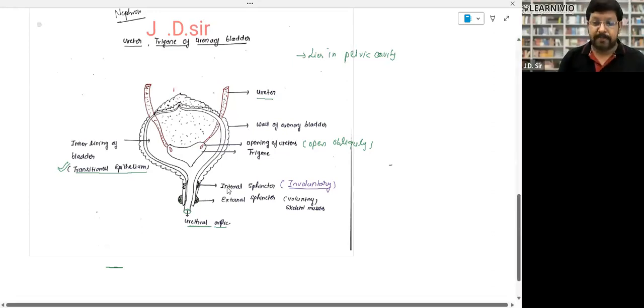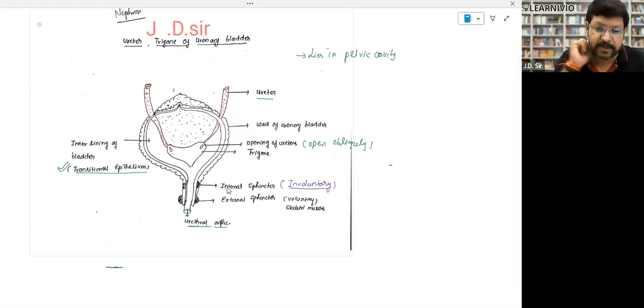What you have to remember, the internal sphincter is involuntary. Means it cannot be controlled by your own wish. When you feel that you require to go for urination, then the internal sphincter opens due to pressure. Why? Because the urinary bladder is flat. The internal sphincter opens. Then the external sphincter is voluntary, right?